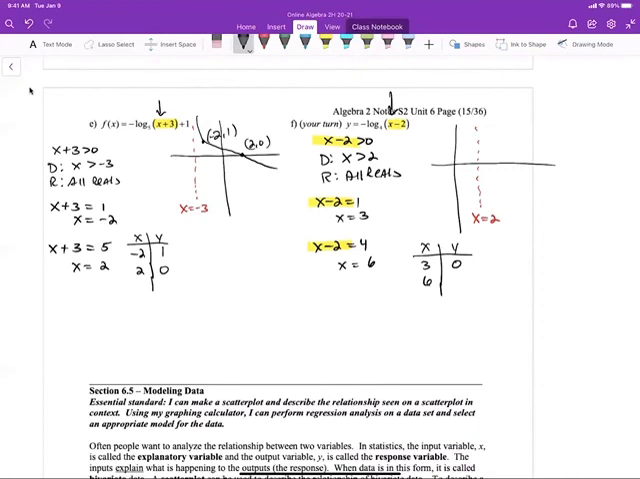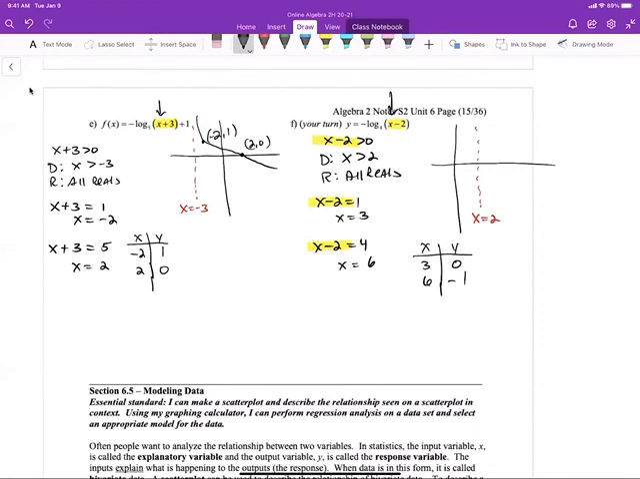Then I will plug 6 in for the value of X. 6 minus 2 is 4. Log base 4 of 4 is 1. 4 to the 1 power is 4. So I still have, however, a negative outside of that, so that becomes -1.